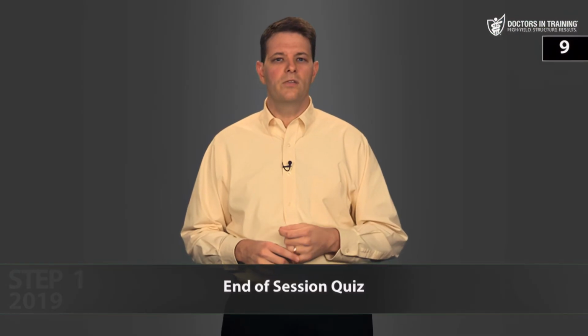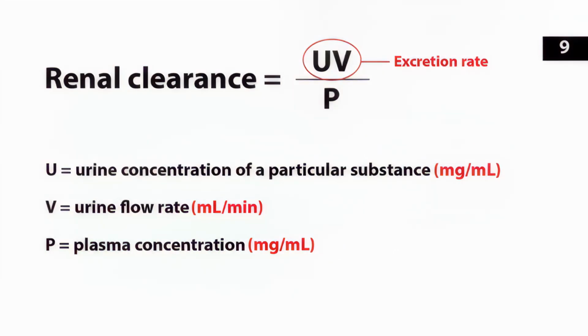Next, what is the equation for the renal clearance of any substance? It's UV over P. Urine concentration of the substance times V, or the urine flow rate, divided by the plasma concentration of that substance. That's it for now.